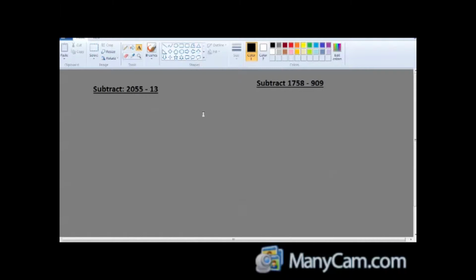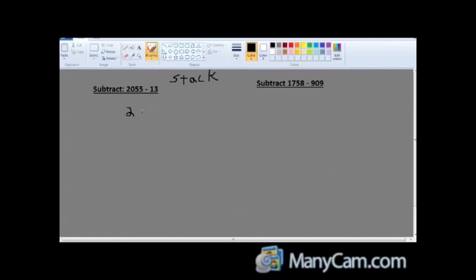Okay, so we're asked to subtract 2055 from 13. Now, if you remember from my addition video, we did what I like to call the stack method, where you stack the numbers on each other and you push the bottom number as far right as possible without the number hanging out or over. So we're going to do the same thing with this one.